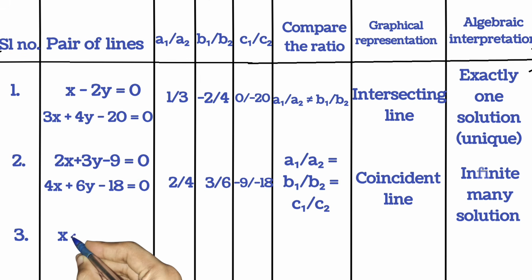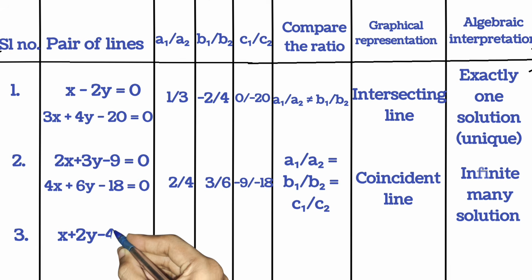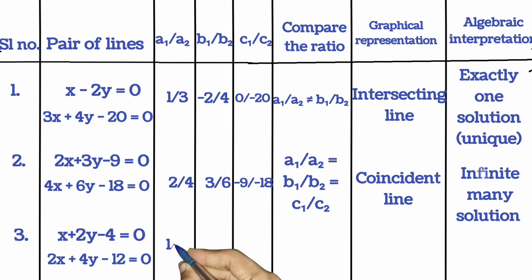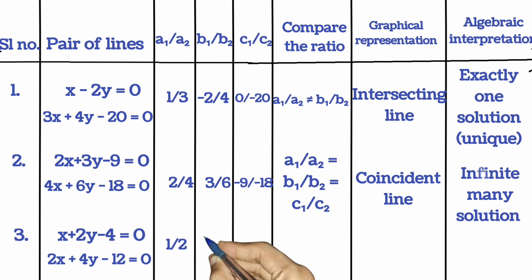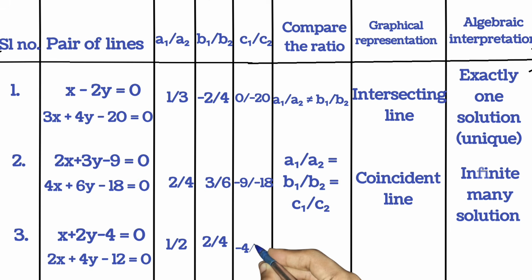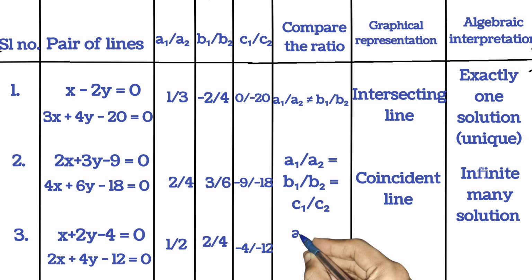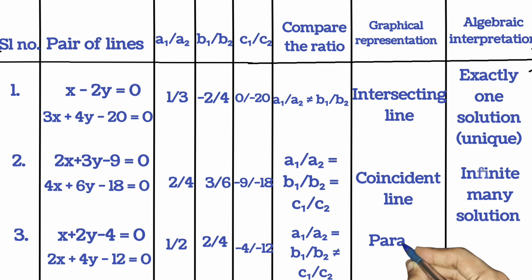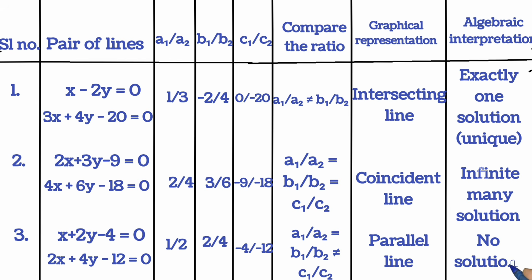Now the third pair of equations is x plus 2y minus 4 equal to 0 and 2x plus 4y minus 12 equal to 0. Then a1 by a2 is 1 by 2 and b1 by b2 will be 2 by 4 and c1 by c2 will be minus 4 by minus 12. Then comparing the ratios, we get a1 by a2 equal to b1 by b2 but not equal to c1 by c2, and the graphical representation for this is parallel lines and the algebraic interpretation is no solution.